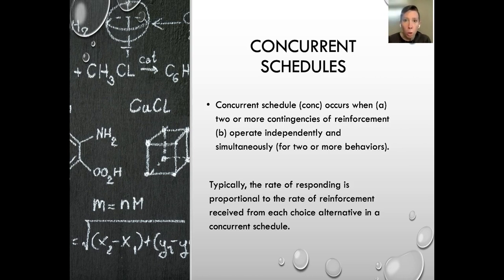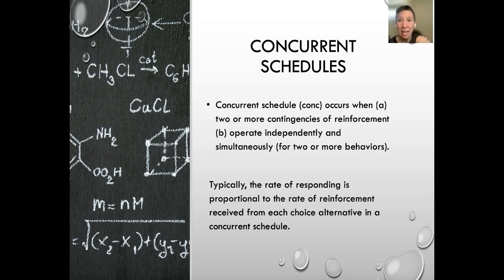So in the world, we're all operating on concurrent schedules of reinforcement at any given time, many schedules of reinforcement at any given time. Whether or not those are explicitly stated, that is the truth. And so when we have two or more contingencies of reinforcement that are operating independently and simultaneously for two or more behaviors, especially if they're related behaviors, we can end up with the matching law influencing them. So the rate of responding, so let's say it's a similar reinforcer.